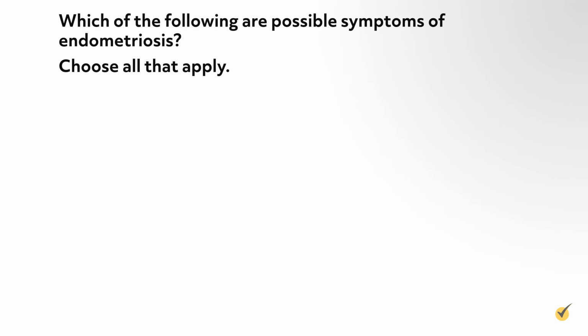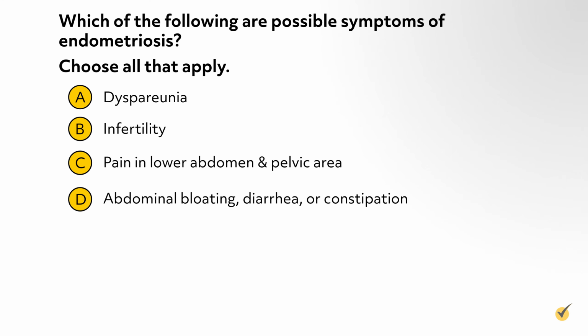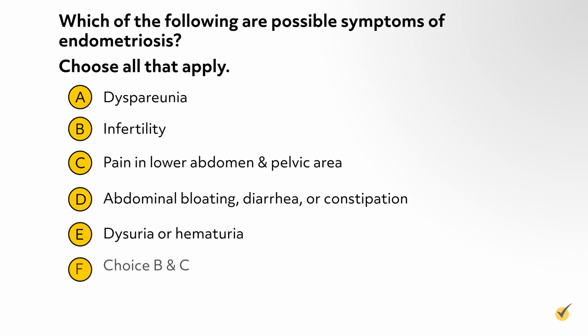Which of the following are possible symptoms of endometriosis? Choose all that apply. A, dyspareunia. B, infertility. C, pain in the lower abdomen and pelvic area. D, abdominal bloating, diarrhea, or constipation. E, dysuria or hematuria. F, choice B and C. Or G, all of the above.